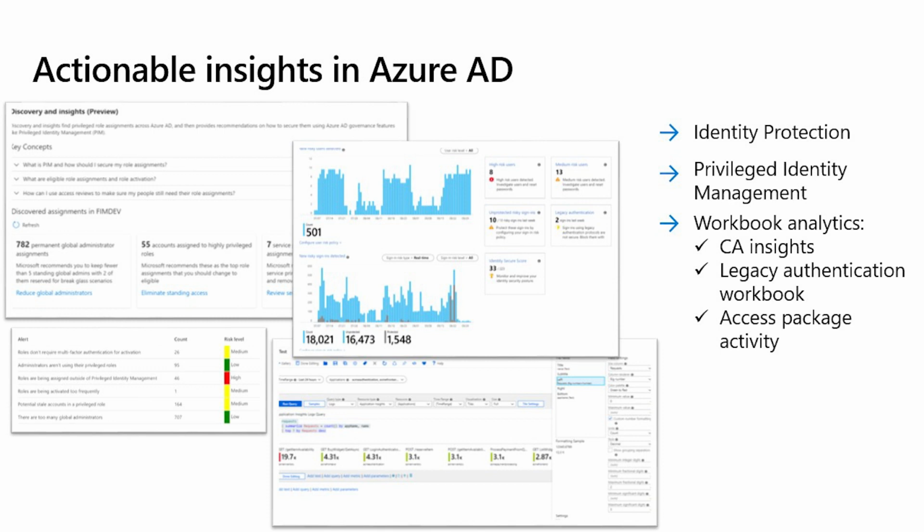Another source of insights is privileged identity management, which delivers alerts such as inactive admins in your tenant or admins that don't have safety controls like MFA turned on. And then there's Workbook Analytics, which is a customizable analytics platform that delivers a whole host of insights related to conditional access, legacy authentication, access package activity, and much more.